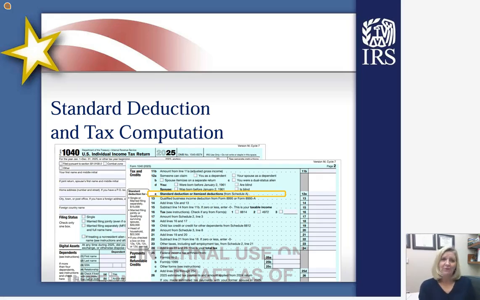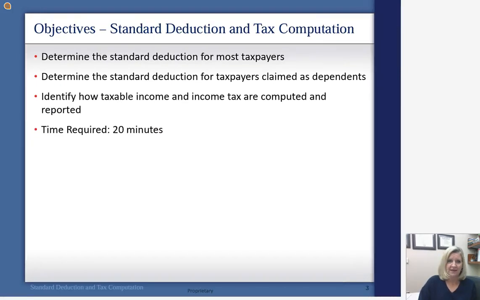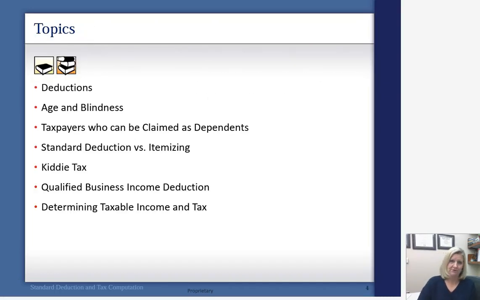And in this video, we are going to be talking about the standard deduction and the tax computation. So this standard deduction is what it is, so it probably will not take us very long, but there are a few things that we need to talk about. So we will determine the standard deduction for most taxpayers and also the standard deduction for taxpayers who are claimed as dependents. There's also a special calculation for taxpayers who are over 65 or blind, and so the standard deduction is higher depending on those factors. So we'll talk through those.